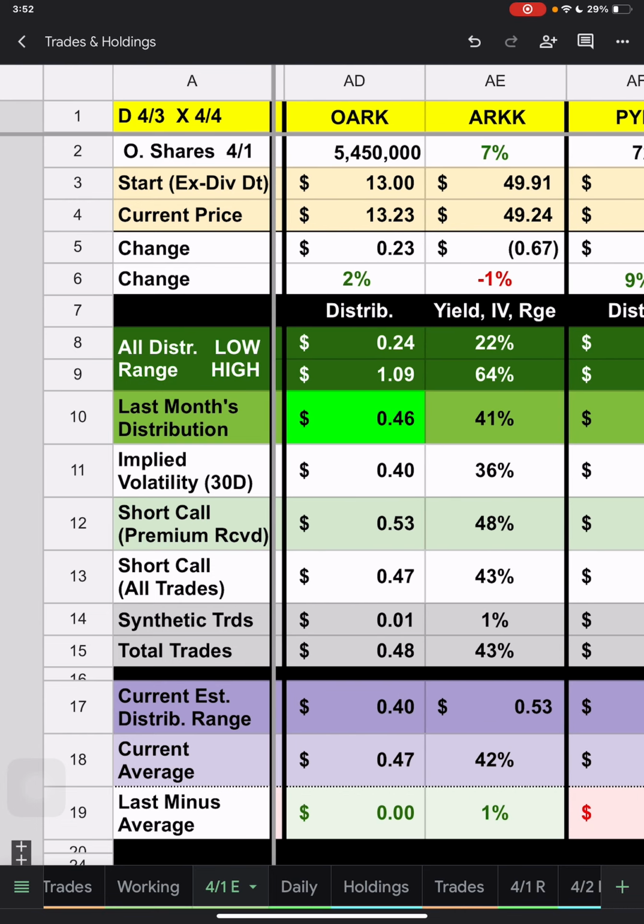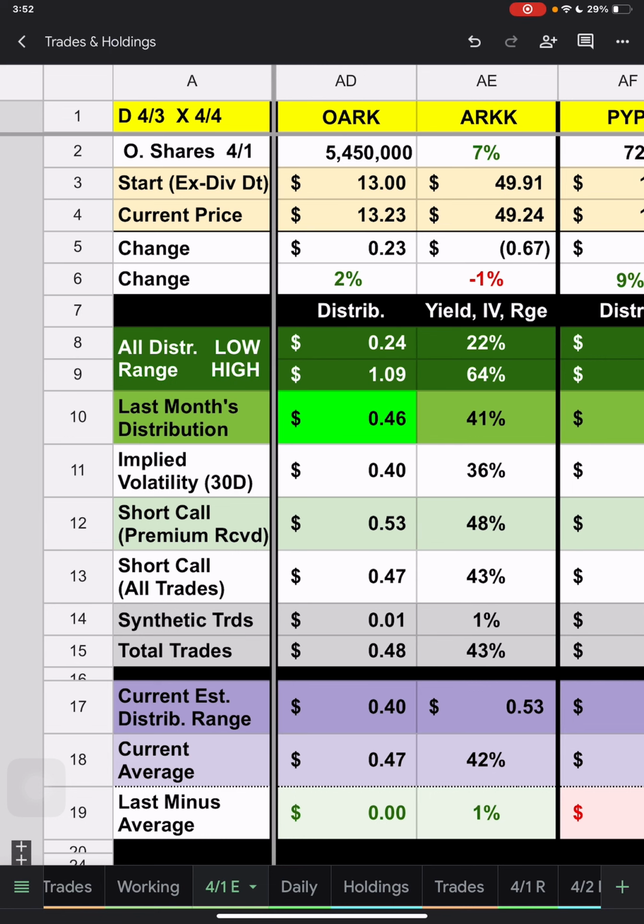OARC. The only reason that cell is a different color is because the formula is different. Because the YieldMax website's different on OARC's page, and I don't want to ask them to change it because they were gracious enough to change all the other things that I asked them to change on the website, so I don't want to bother them with something so minor on this one. It's not going to affect anything.